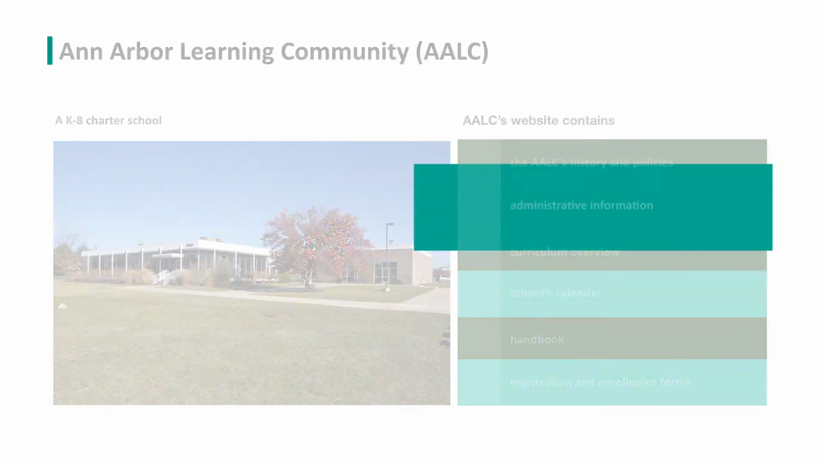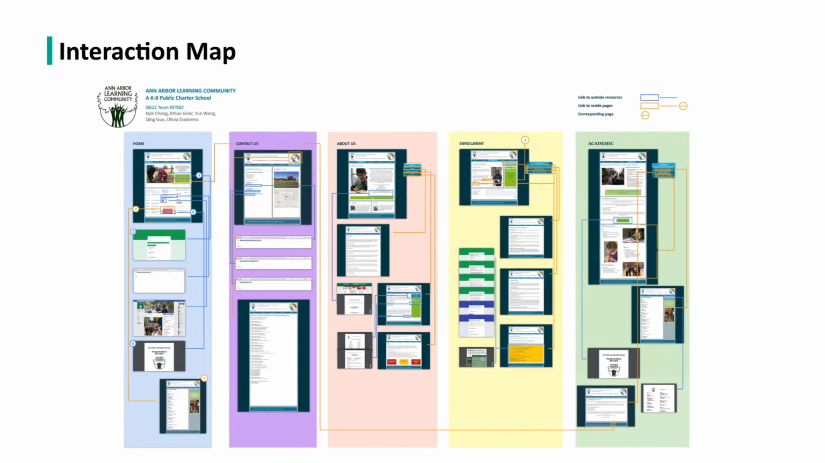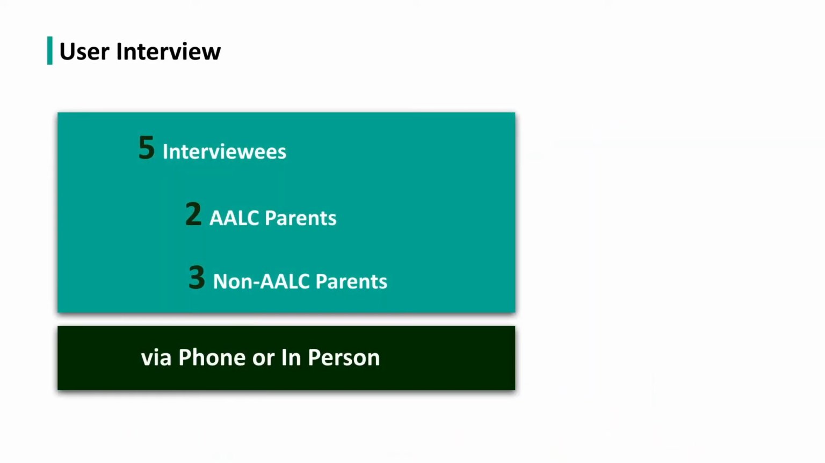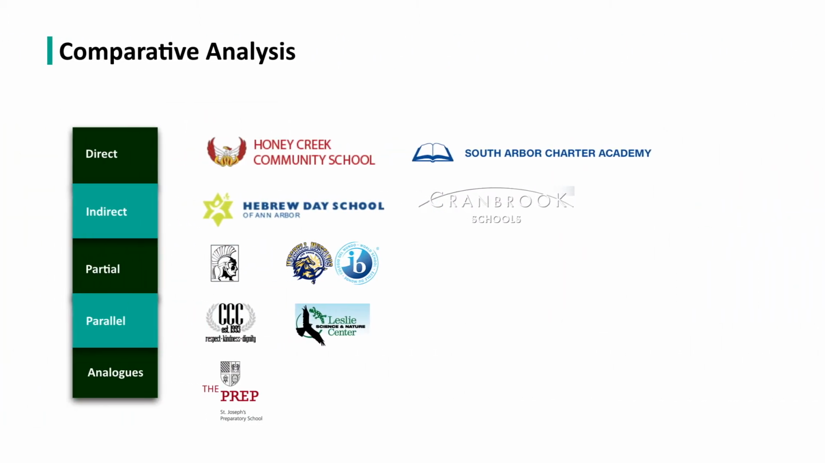Our research consisted of the following 6 stages. First, we created an interaction map of the site to help us get an overall understanding of its structure and components. Second, we conducted 5 interviews with parents, both of current AALC students and of students from other schools. We then did a comparative evaluation of how other school websites were designed and structured.